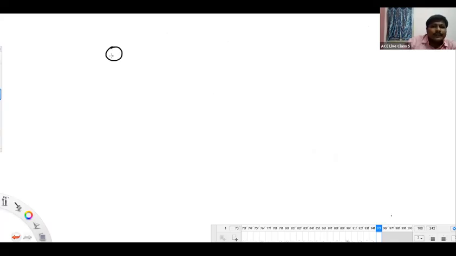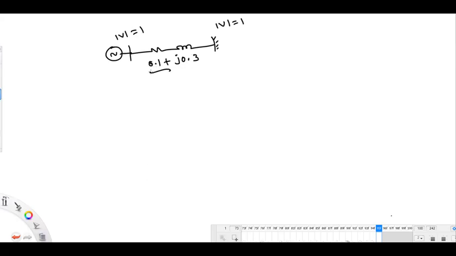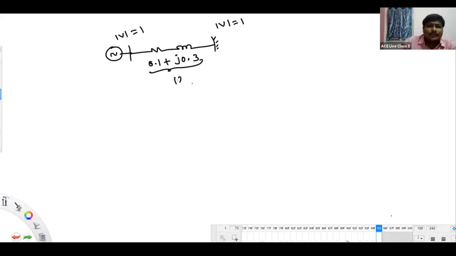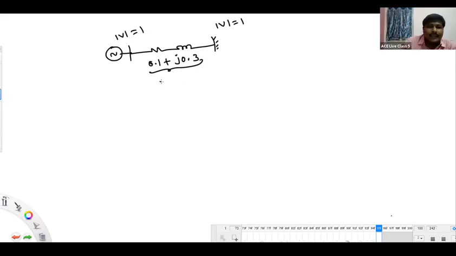See, for example, you have one system like this. This voltage magnitude is 1, and this voltage magnitude is also 1. We have some resistance value 0.1 and the reactance value, let's say, 0.3. We have some mod z value here, which is the root of r square plus x square. Please tell me what is that magnitude and angle?